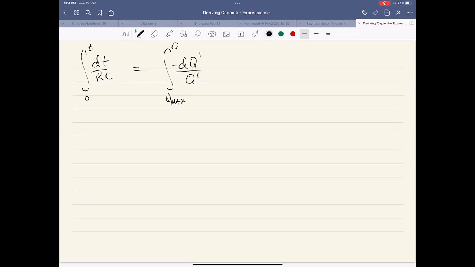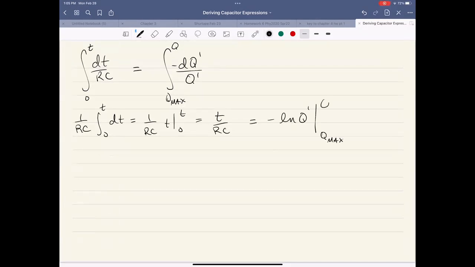Okay, so just like before, this integral on the left-hand side is pretty straightforward. 1 over RC is a constant, and then you're just integrating dt, and that just gives you t, which you evaluate from 0 to t, which is t over RC. So just like before, we have that left-hand side being t over RC. Now, on the right-hand side, however, we have the integral of dq prime over q prime, and that gives us the natural log of q. So here we have minus the natural log of q prime, and we're evaluating that from q max to q.